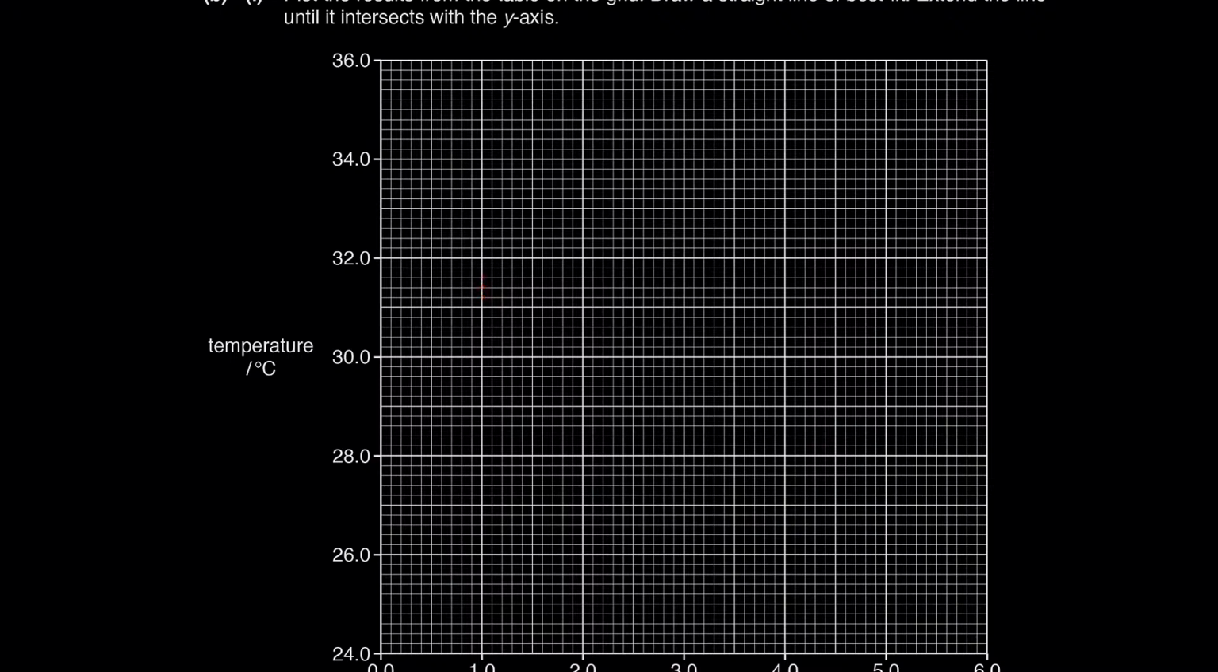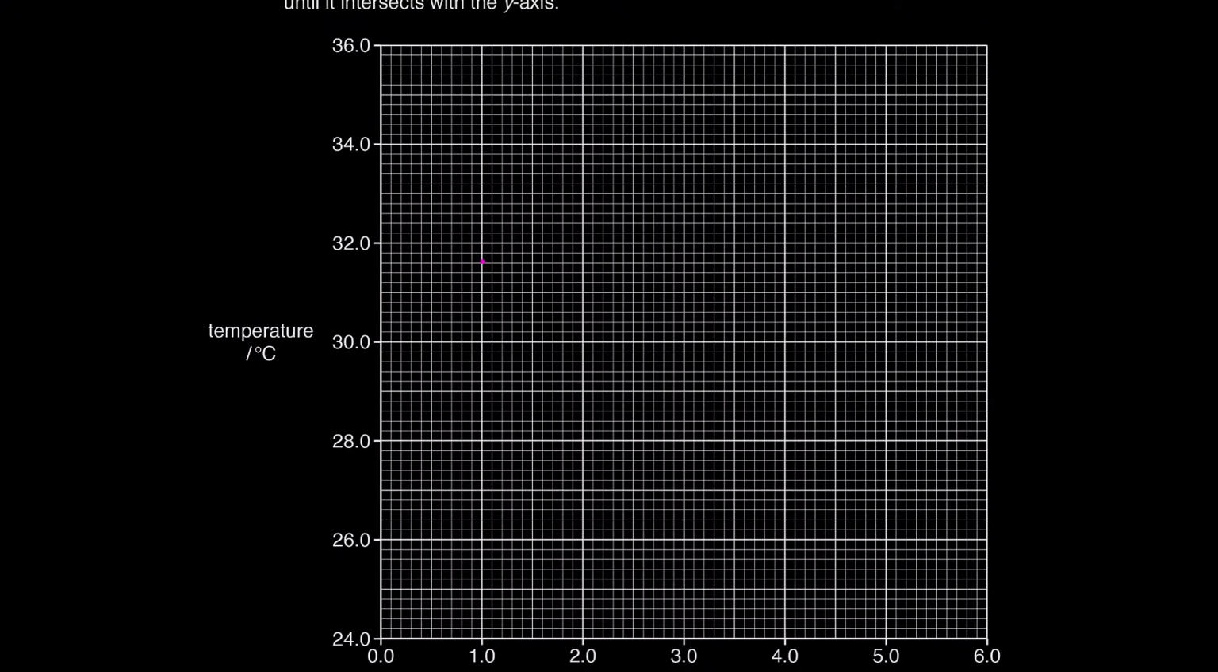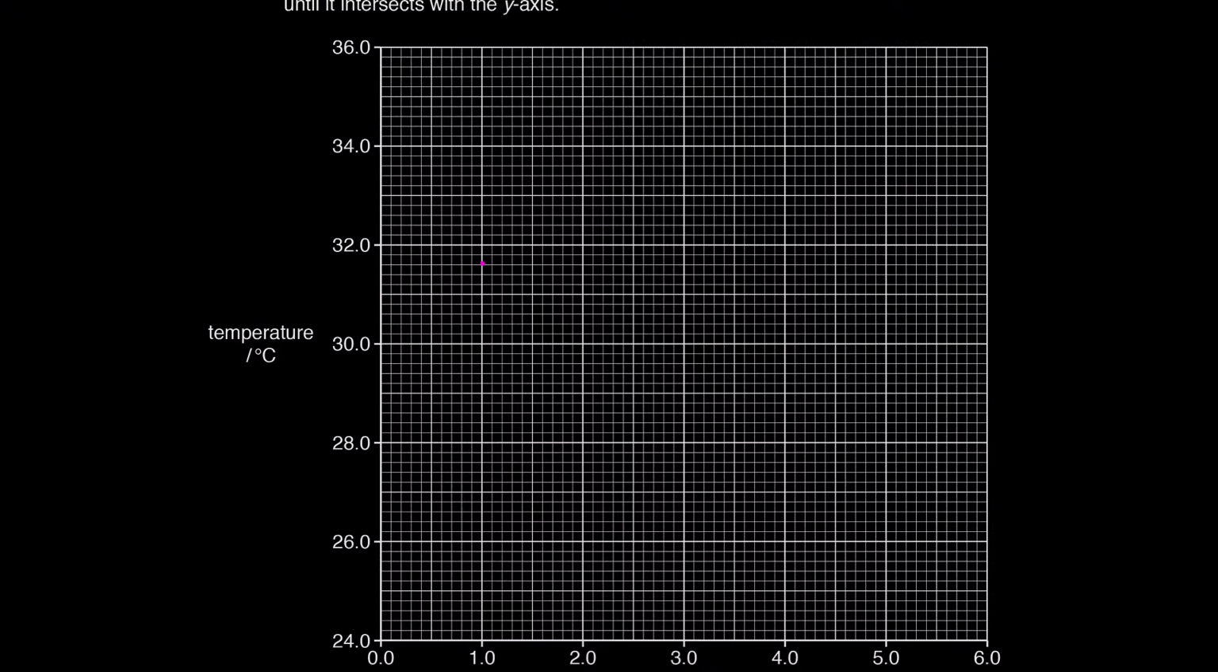1, 2, 3, there. There, right? At 2 minutes, it is 30.3. Note that each square is 0.2 degrees. Yeah. At 3 minutes, 29.9. 29.9 would be here. Oh, look at that.